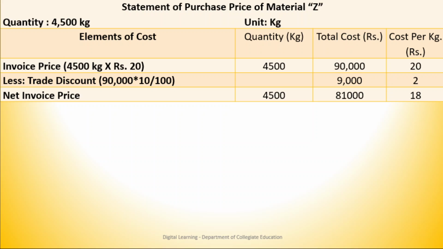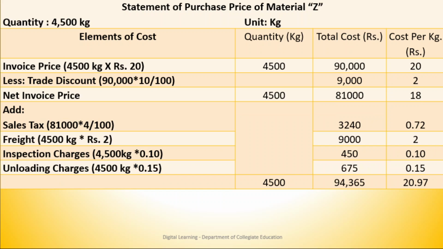The net invoice price is 81,000. 81,000 divided by 4,000 kgs comes up to rupees 18 per kg. Now let us add all those incidental expenses that are related to purchase of materials. Now we add sales tax, which is given as 4%.